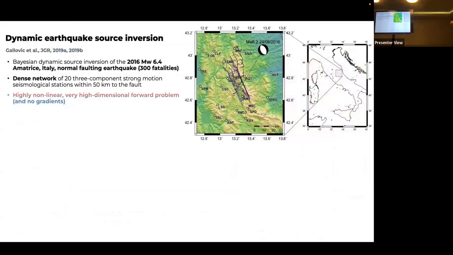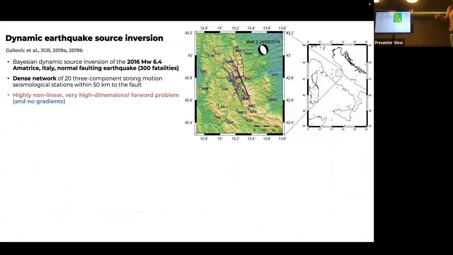The next example is dynamic earthquake source inversion. I already talked about this a little bit on a title slide. So we've been interested in not inverting for slip patterns, but inverting for the physics of earthquakes using near-fault data. And we did this first for the Ahmed earthquake, where we had a dense network of 23 components from motion stations within 50 kilometers of the fault.